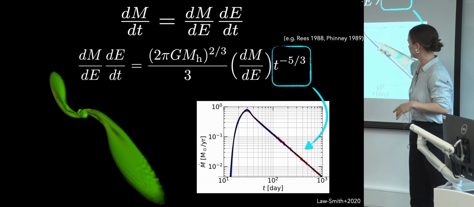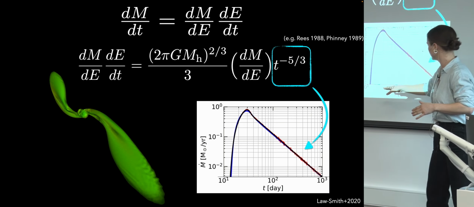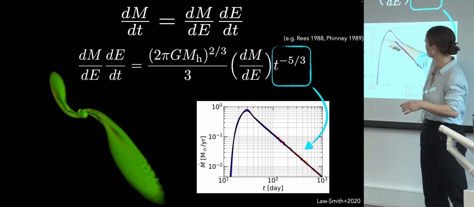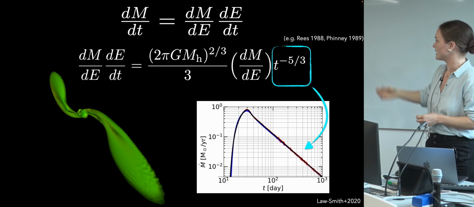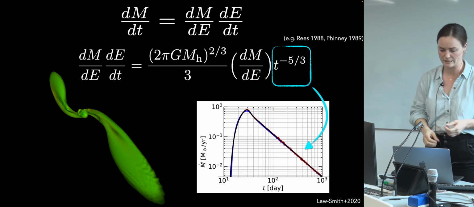After peak, this is the mass fallback rate versus time. And so it peaks, and then at later times it starts to approach this t to the minus 5/3 decline. That comes out very easily from the analytics, which is nice.